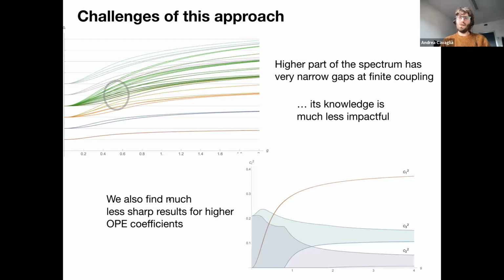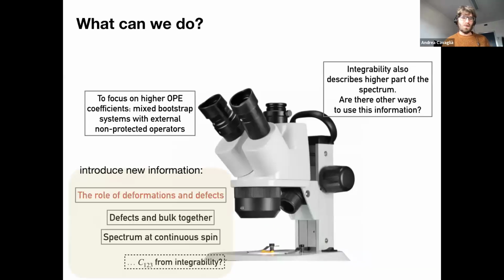Also, another limitation is that if we run the same algorithm, the results are definitely much less sharp for OP coefficients that correspond to the production of higher excited states. So these are the regions obtained with the same algorithm, upper and lower bounds for 2 other OP coefficients. And you can see that the resolution is much worse. So let me describe some ways that one can then proceed and try to improve the situation.